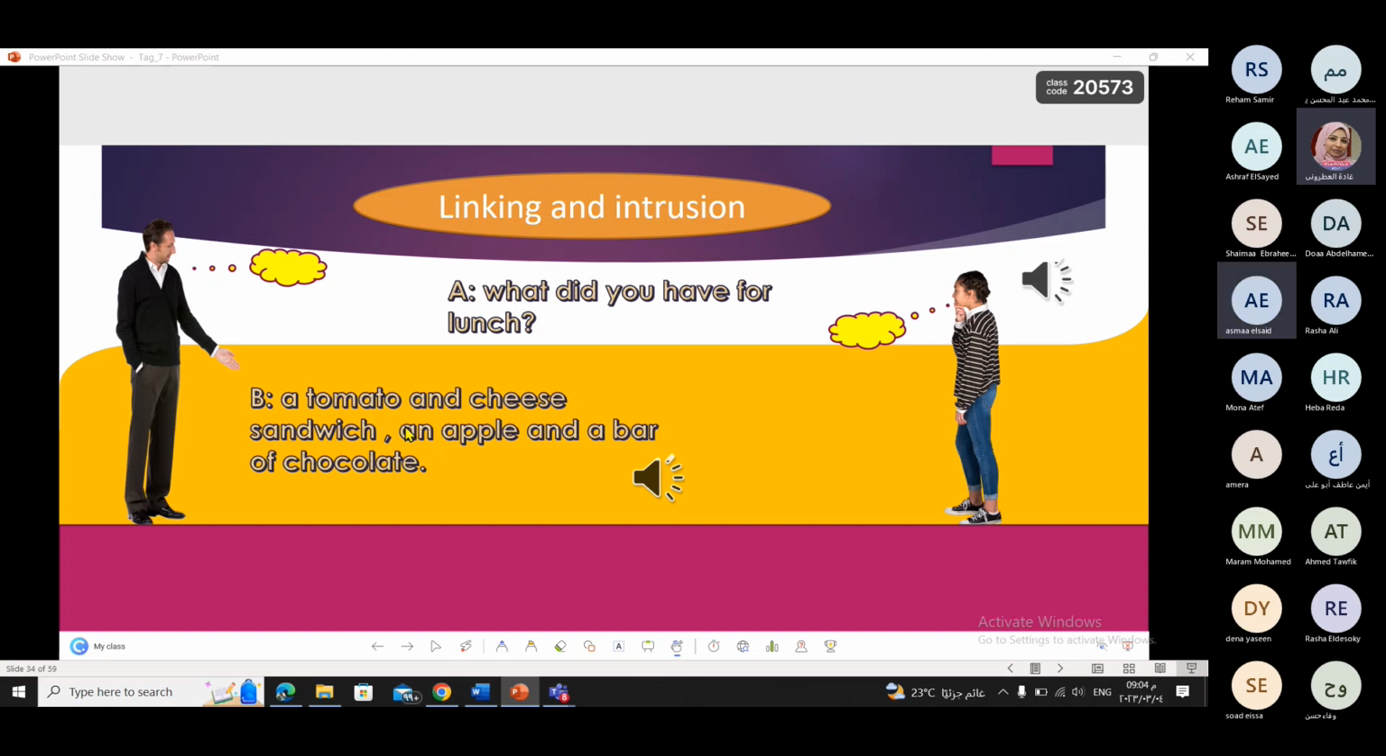A tomato and cheese. Are there any sounds inserted between the word tomato and the word and? Tell me. Can you tell me? Wa. No, no, I think excellent. Who said wa?